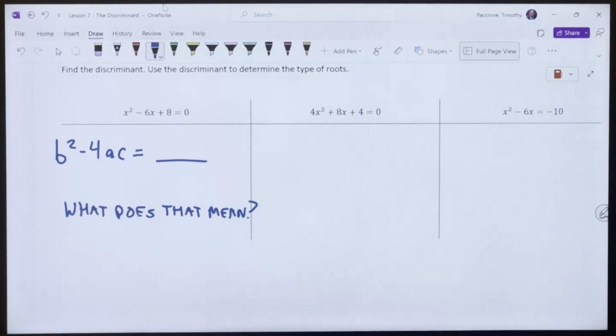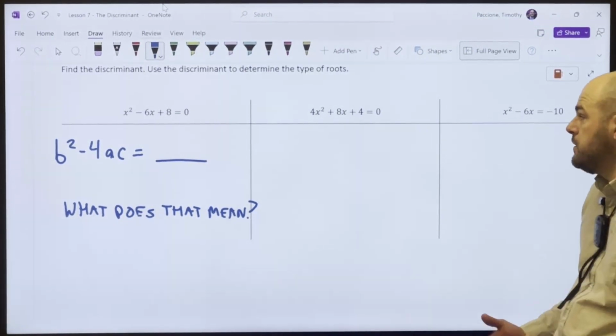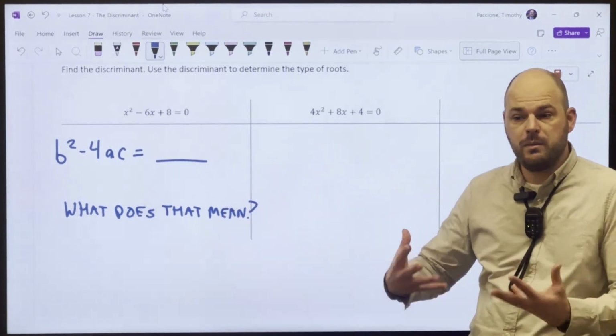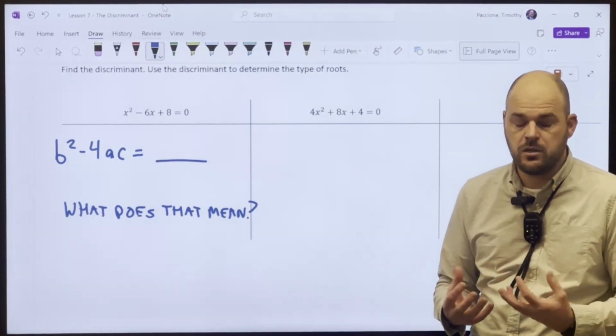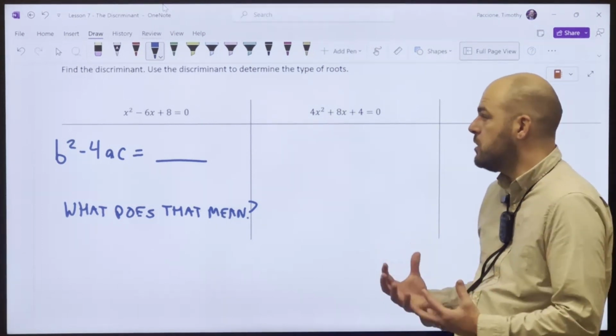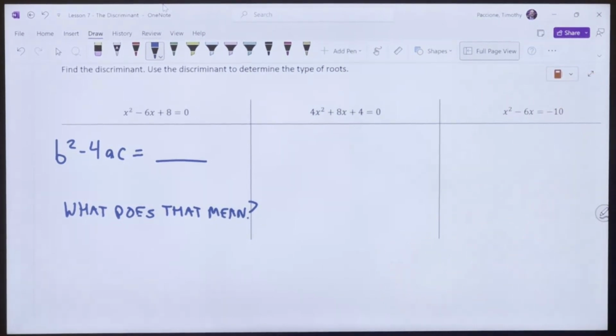So remember, b squared minus 4ac, your calculator is your friend. Like, it's great that you want to be able to do it, but there's a lot of opportunities to make mistakes, so you can just plug in b squared minus 4ac into your calculator, press enter. Yeah?